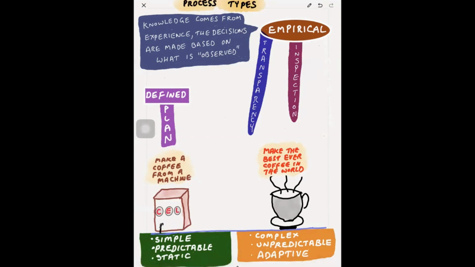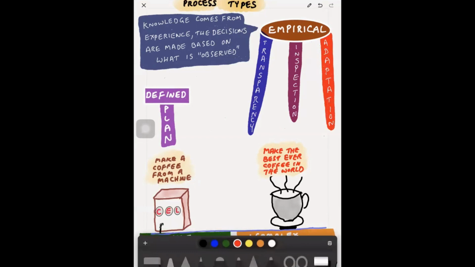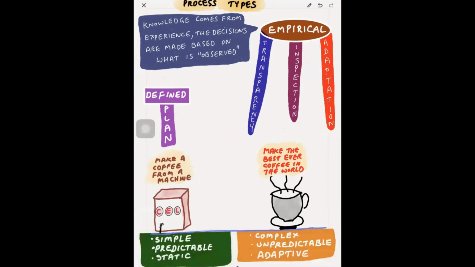That means go for a course correction. So that is called adaptation. So when you are trying to solve a complex problem using the empirical approach, all these three legs are equally important, because transparency helps you to identify what has to be inspected. Inspection helps you to identify what has to be adapted.